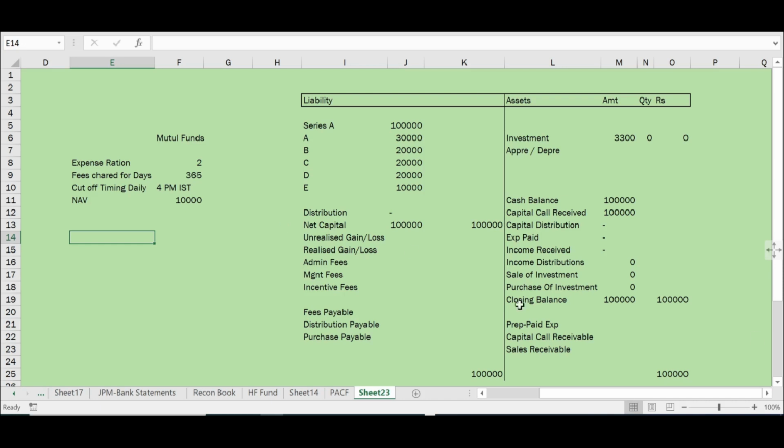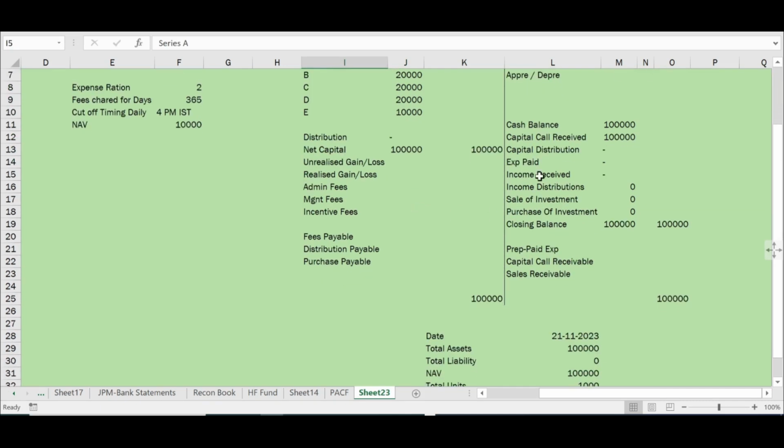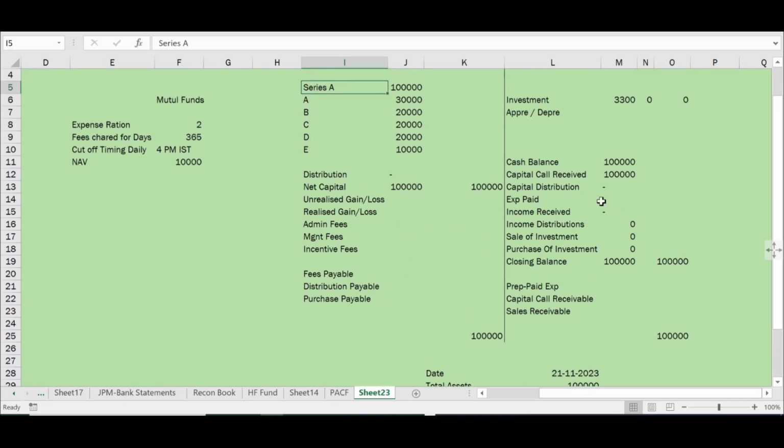Let's say this is your balance sheet and let's say GMT fund. I'll just create a hypothetical fund. GMT fund has received investment from A, B, C, D and E investors. All 5 investors invested in A series, so the total amount is around 1 lakh. If you see, the fund has received investment through, let's say, subscription.